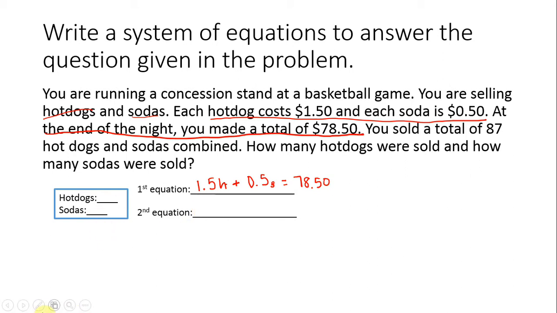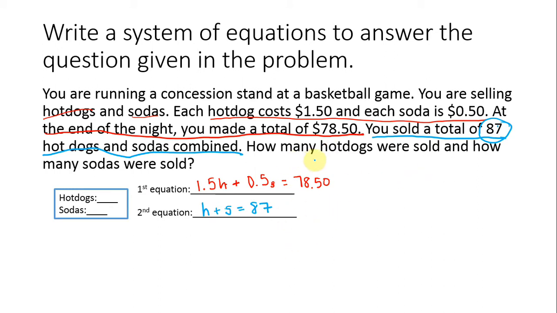So the other piece of information that I have is you sold a total of 87 hot dogs and sodas combined. So I know that my second equation is going to be H plus S equals 87. How did I get that? Okay, so I know that H represents the number of hot dogs I sell, S represents the number of sodas, and so the total number of hot dogs, H, plus the total number of sodas is my 87 hot dogs and sodas that I sold combined.